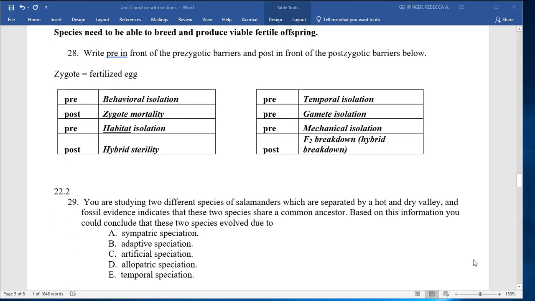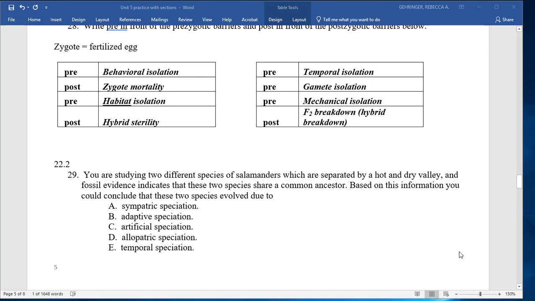All right, so we'll scroll down here. 29, you are studying two different species of salamanders, which are separated by a hot and dry valley, and fossil evidence indicates that these two species share a common ancestor. Based on this information, you could conclude that these two species evolved due to blank. So, if you're a salamander, what kind of environment do you need to survive? You need a lot of moisture because you're an amphibian.